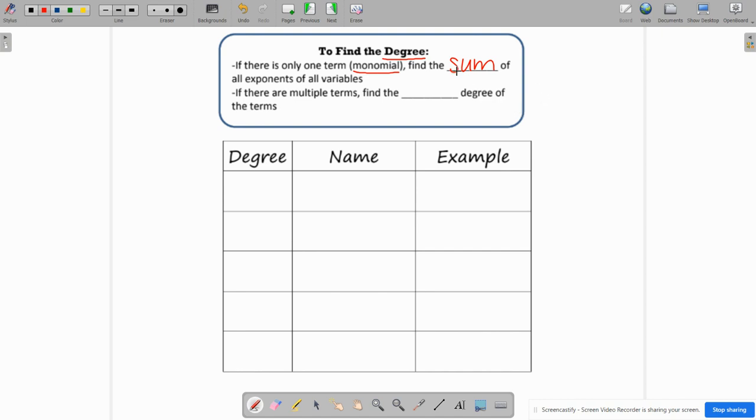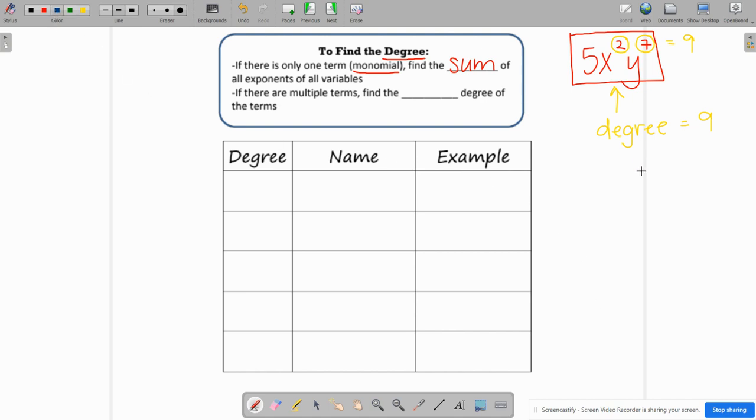So this means that, let's say if your polynomial was 5x squared y to the 7th, this is a monomial, right? So that monomial has a degree of what? Well, we have to find the sum of the exponents of the variables. So here are the exponents of the variables. We have a 2 and we have a 7, the sum of which is 9. So that means that this monomial would have a degree equal to 9.